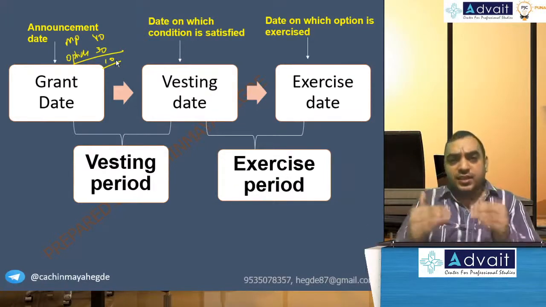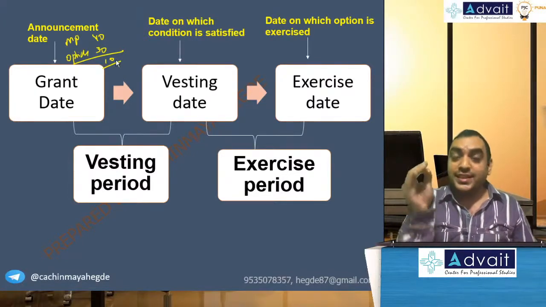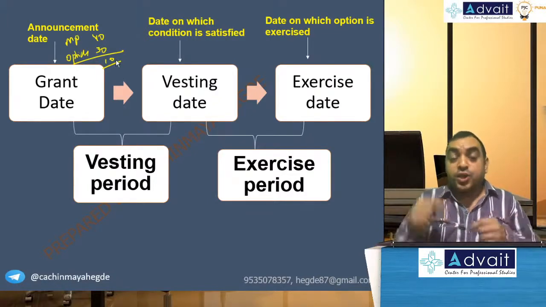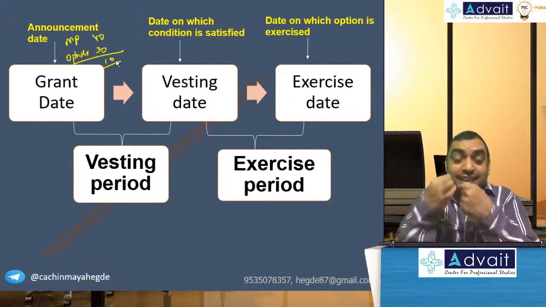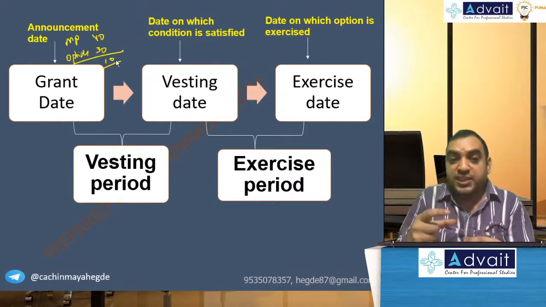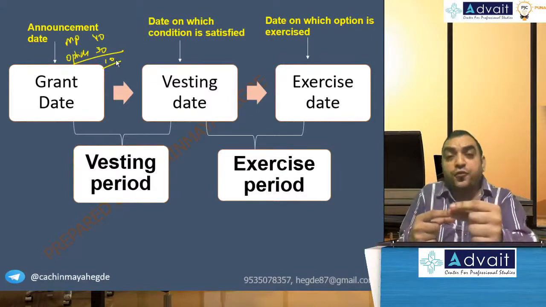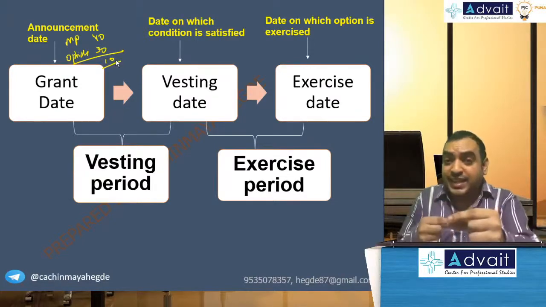But the point is, it will happen at a later point in time. So the concession is obtained at a later point in time. But you have to start accounting from the grant date till the vesting date, that is during the vesting period. So during the vesting period, the expense has to be recognized, where the benefit for employee will happen later. So there is a time gap.